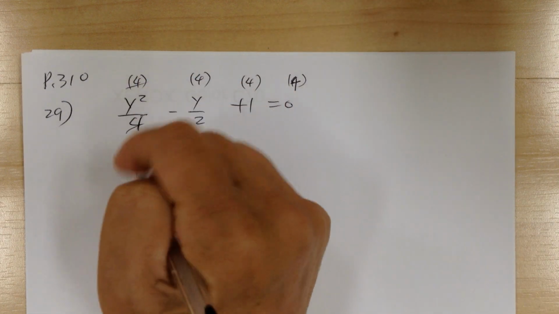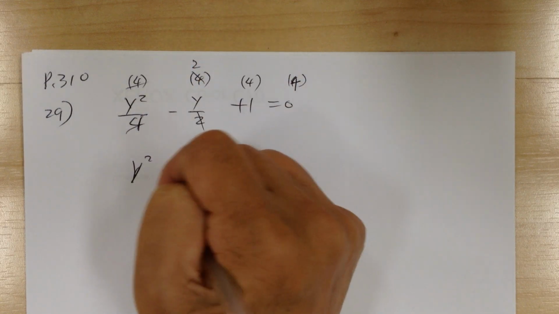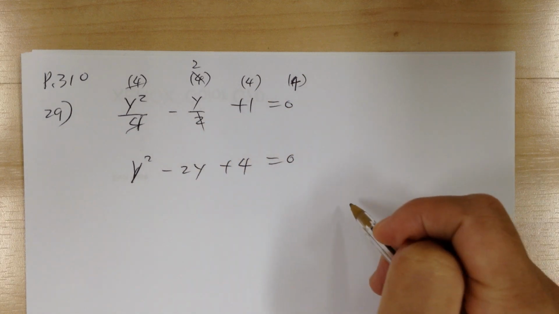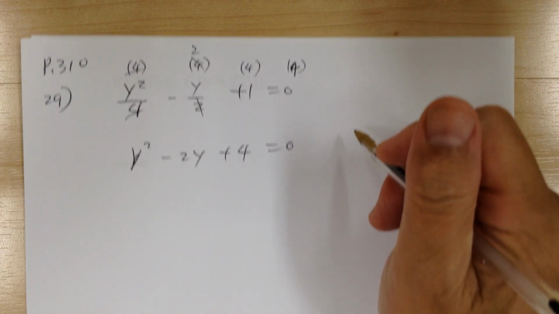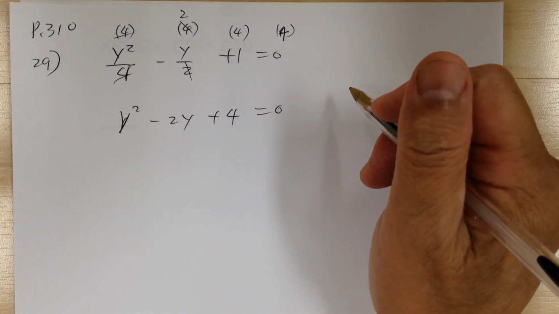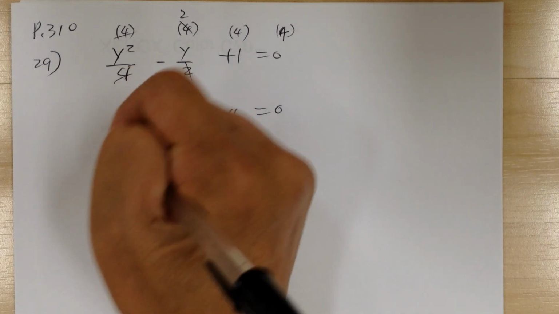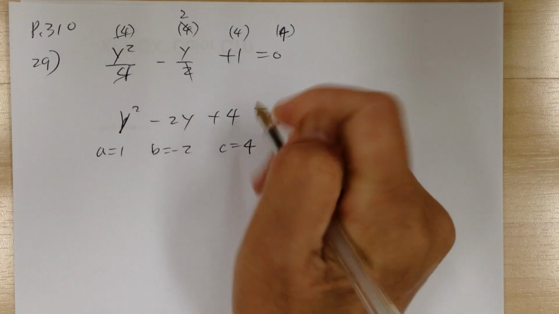This will cancel out, so you get y squared. This cancels out, so you get minus 2y. This one does not cancel, so it will be plus 4 equal to 0. Okay, and then you try to do factoring, and this is not factorable. So you use the quadratic formula. So a equal to 1, b equal to negative 2, c equal to 4.